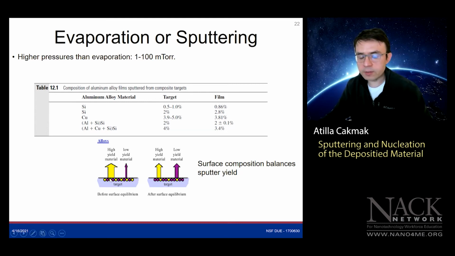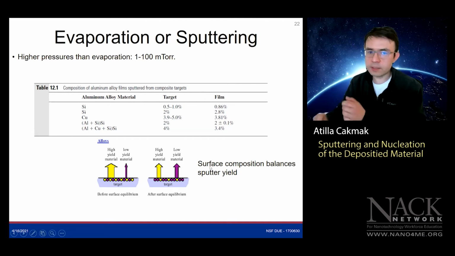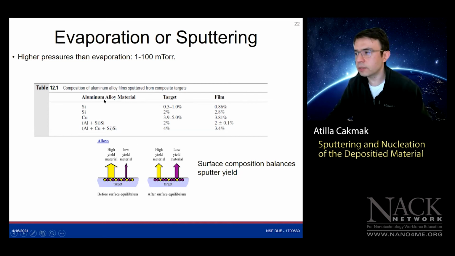This will balance each other out. So let's say you have a high yield material here and a low yield material here. The high yield material will be deposited more, and then in the target, there's going to be less high yield material left. So now the low yield material will take over, because the ions will start to knock off more of the low yield material because of the low population of the remaining high yield material. So it's going to balance each other out. We will be able to do alloys this time.